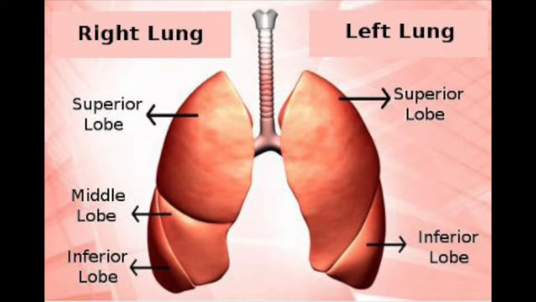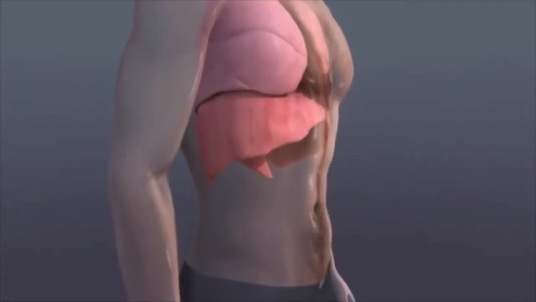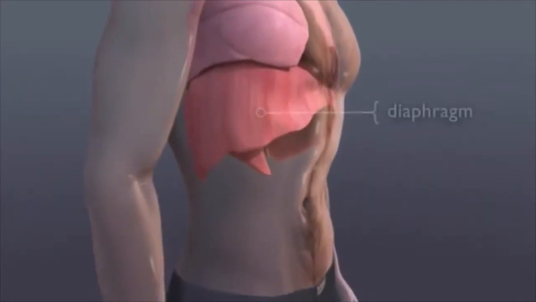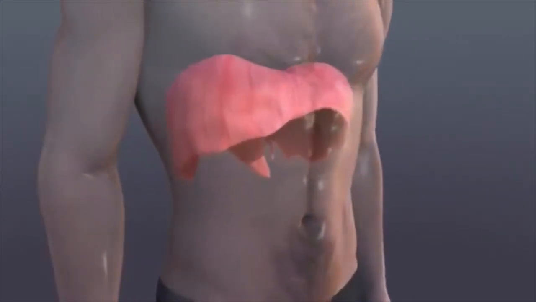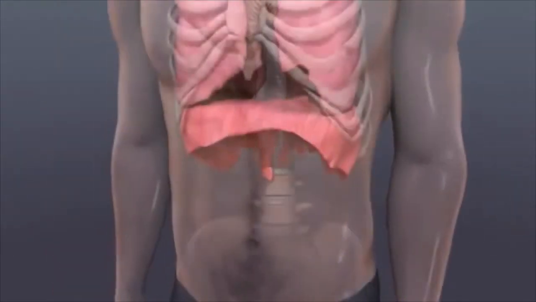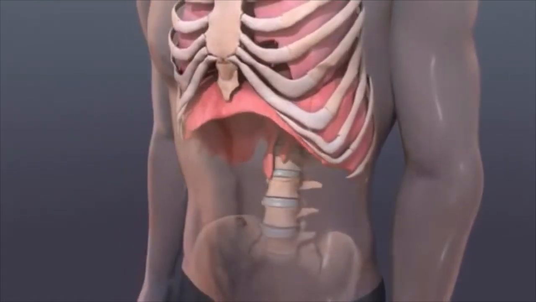The reason the left lung is smaller is because it contains a cardiac notch, which is where the heart is situated. Below the lungs is a muscular structure called the diaphragm, which controls most of our breathing. Surrounding the lungs is the ribcage. These 2 structures form the thorax in which the lungs are located.